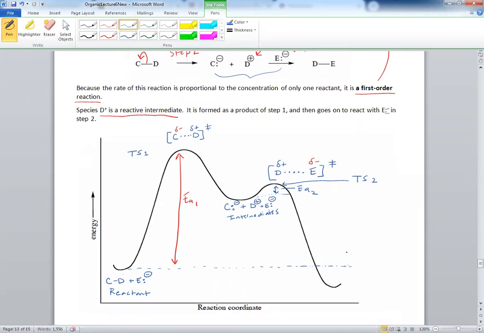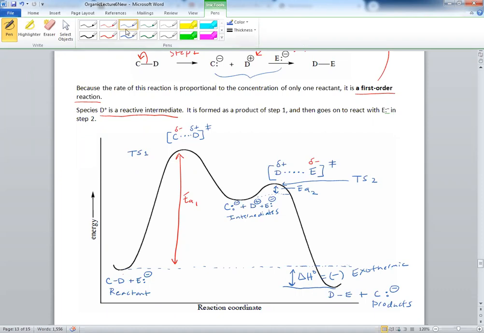And then finally, the products are formed, and you have DE plus C minus. So these are our products. Very well. So what's the difference in energy between products and reactants? That would be our delta H. And of course, it is negative, meaning it's an exothermic reaction, which is favorable.